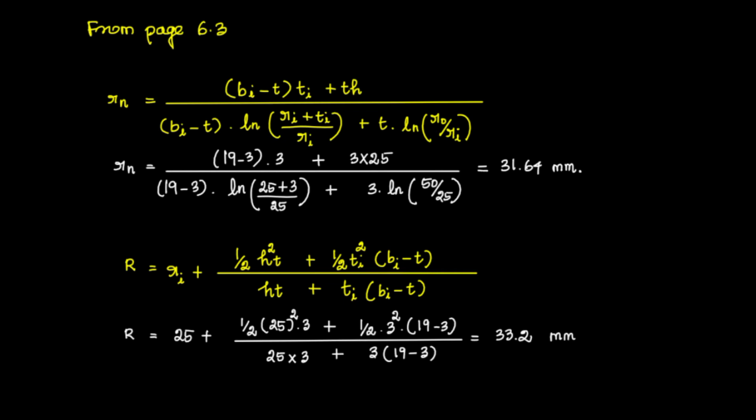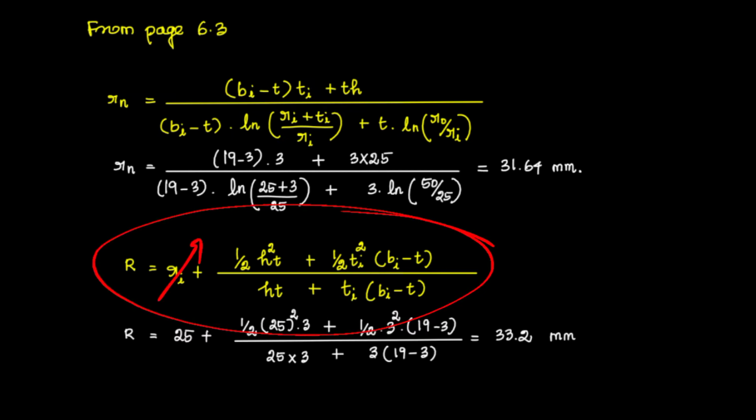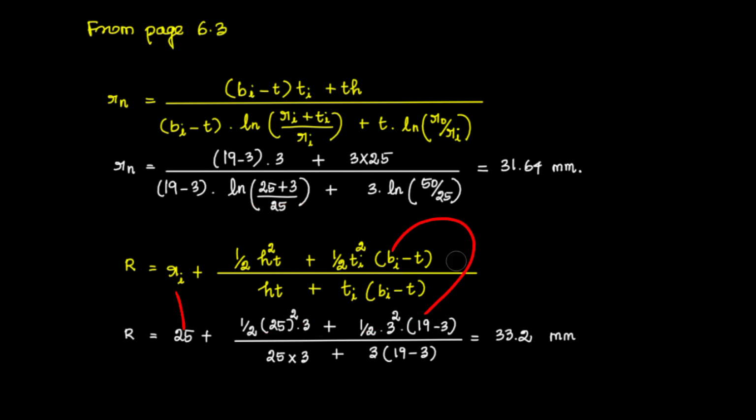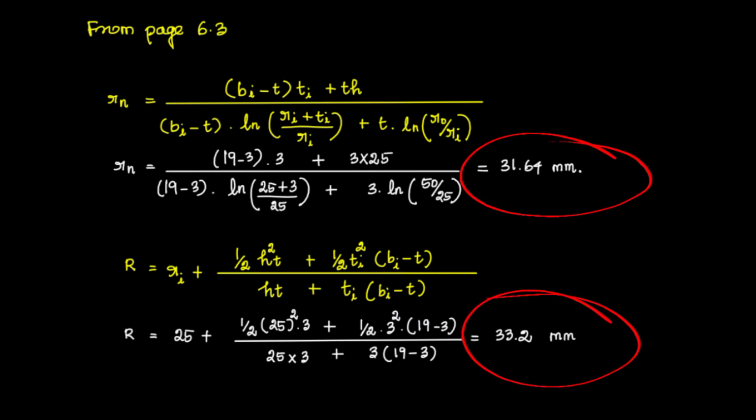Similarly, the mean radius, the distance between the center of curvature and the centroidal axis, capital R. In the formula also, there will be values which we can get from the diagram, and by simply substituting all the values, like Ri is equal to 25, H is equal to 25, T is equal to 3, flange thickness, then Bi is equal to flange height 19 mm. Like that, if we substitute all the values from the diagram, we can get the capital R value from simple calculation. And here I get Rn is equal to 31.64 mm and capital R is equal to 33.2 mm.